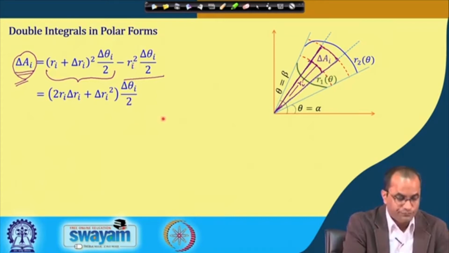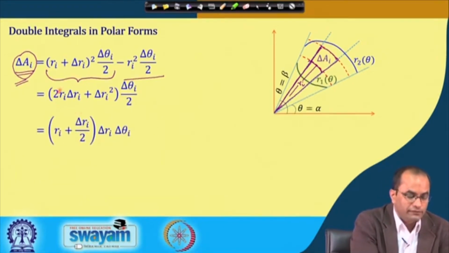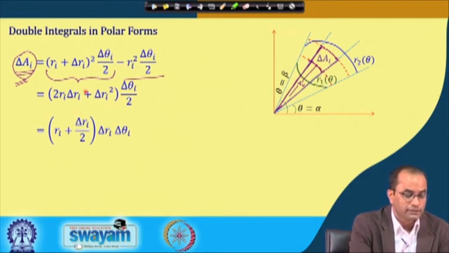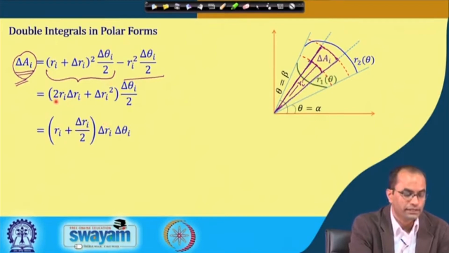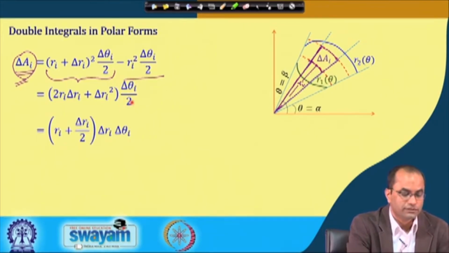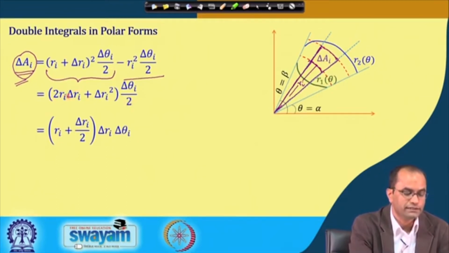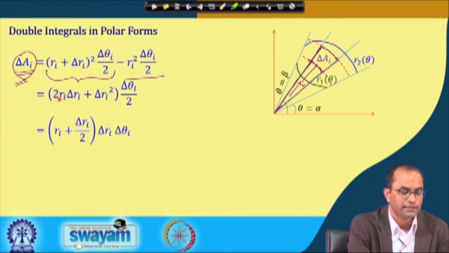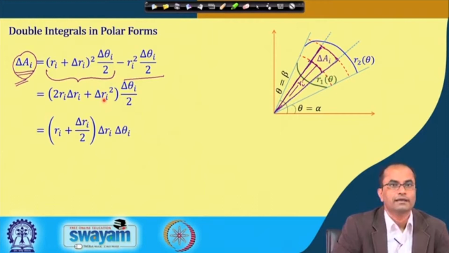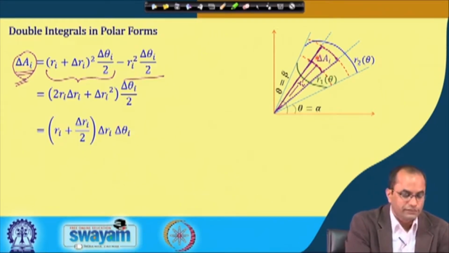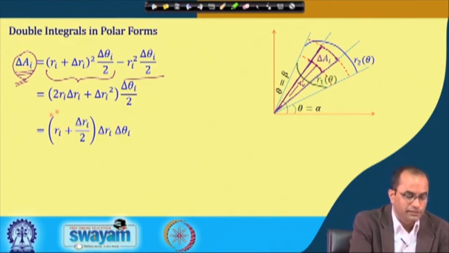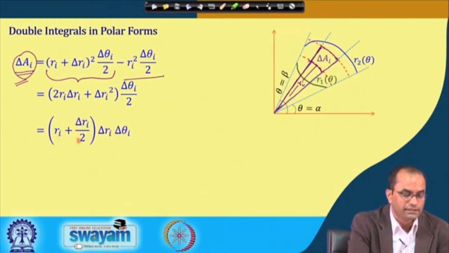Now, we can again rewrite this by taking the common delta r_i term out. Also, we can divide by this 2. So, from the first term we will get r_i, and from here we will get delta r_i by 2. So, this delta A_i, the area of this region, is given by this expression, which is r_i plus delta r_i by 2, times delta r_i delta theta_i.